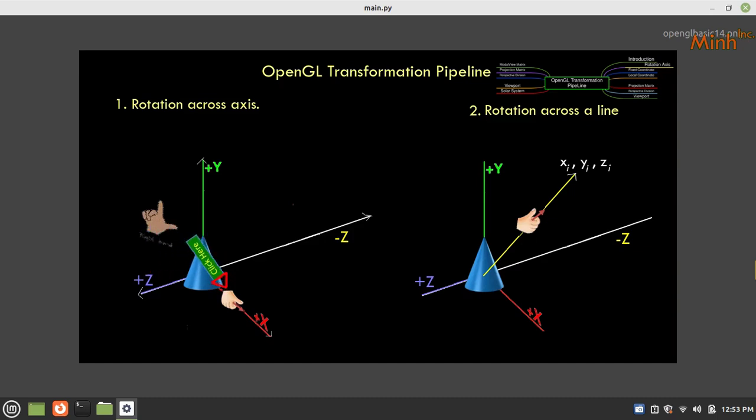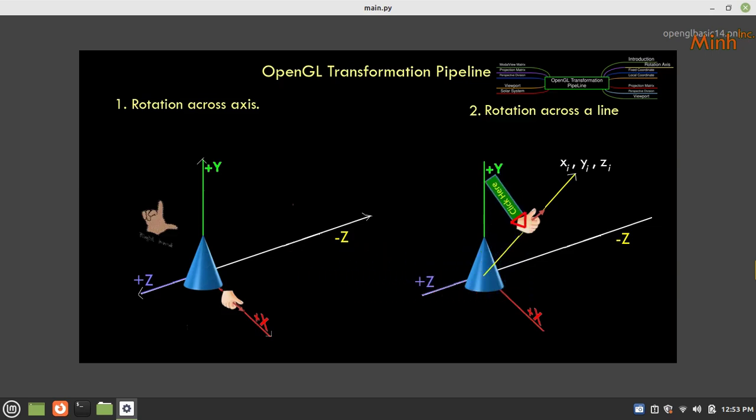What about rotation? For rotation, we have to fold the right-hand palm in a way that the thumb points in a particular direction, and the way the fingers curl is the movement. So if the thumb is in this direction, the movement will happen like this. You can think of it as clockwise or anticlockwise.